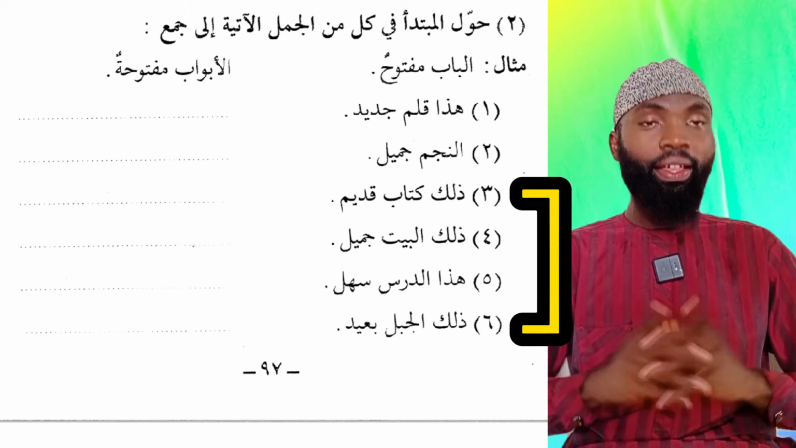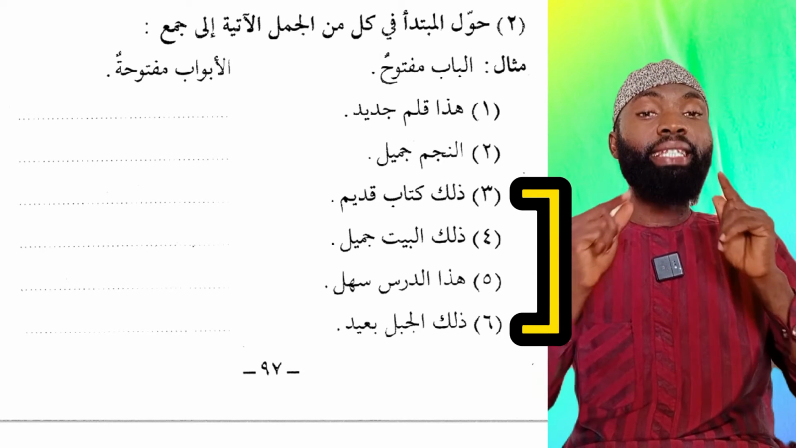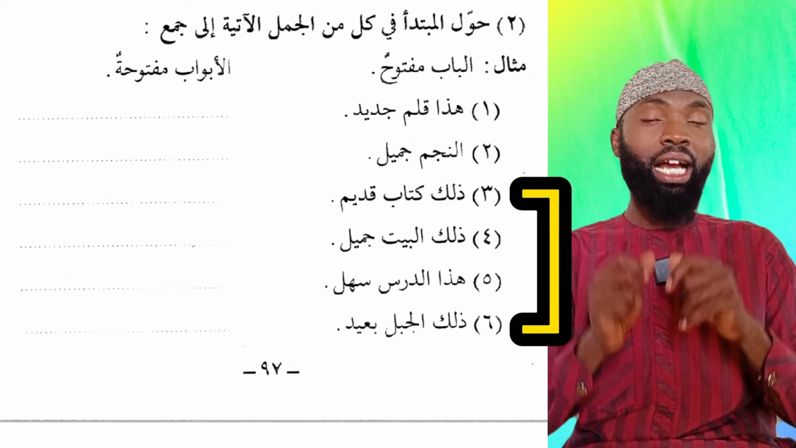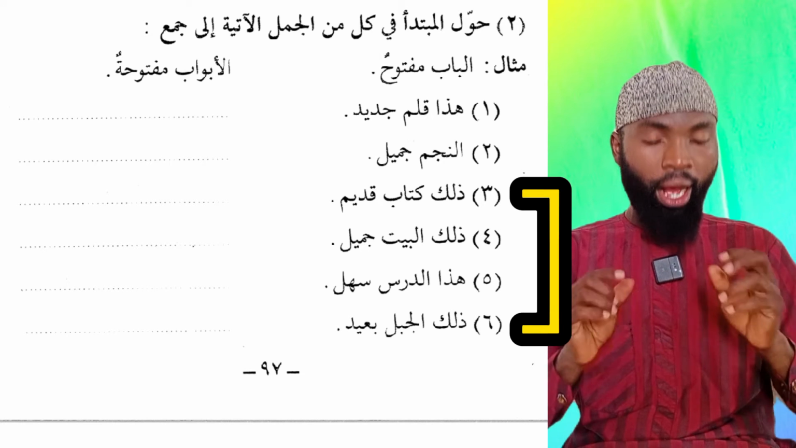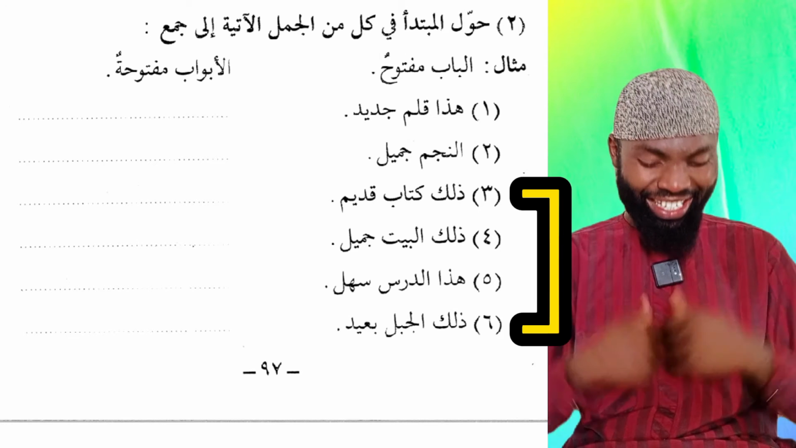Number 4, we have Dhalikal Baytu Jamilun. That house is beautiful. What do we say? We say Tilkal Buyutu Jamilatun. Those houses are beautiful. Number 5, we have Hadha Darsu Sahlun. This lesson is easy. Indeed, the lesson is easy.